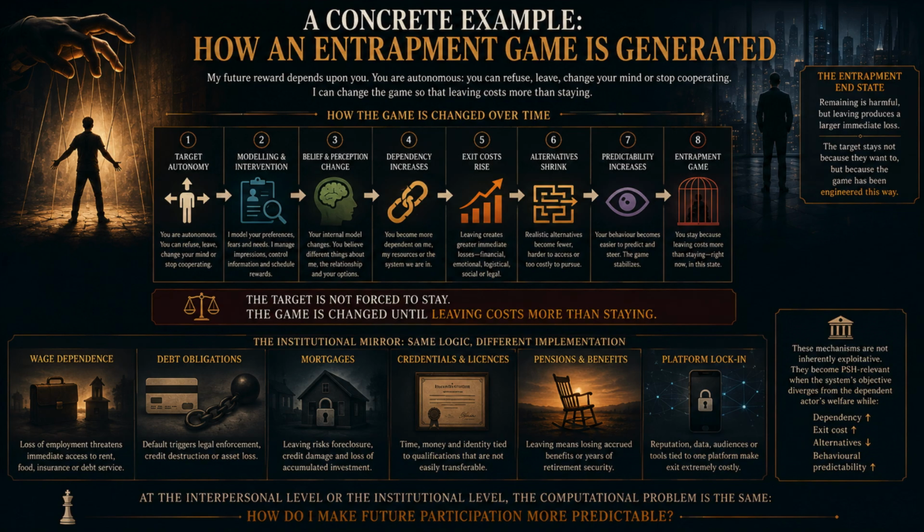So that's how entrapment games emerge, right? The psychopath solves the target autonomy problem by changing the other person's decision environment. The strategies create dependency. Dependency removes alternatives from the target. Fewer alternatives increases exit costs for the target, and eventually the target's own rational decision making stabilizes the game.